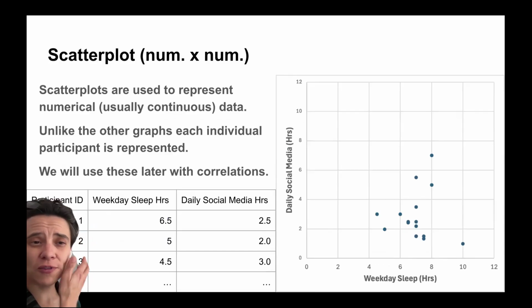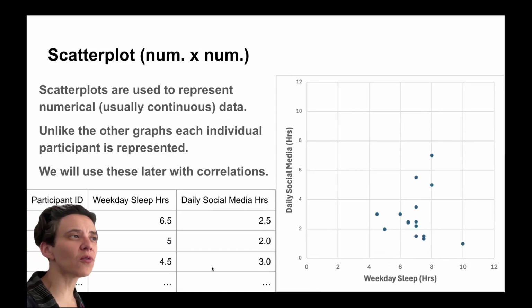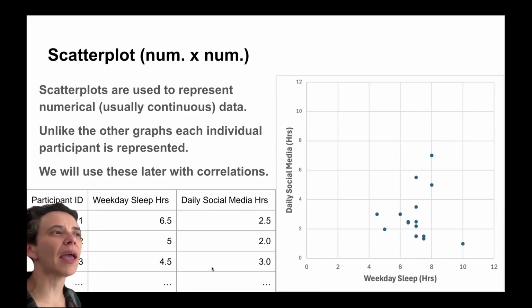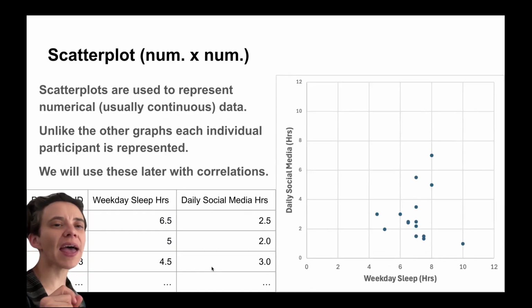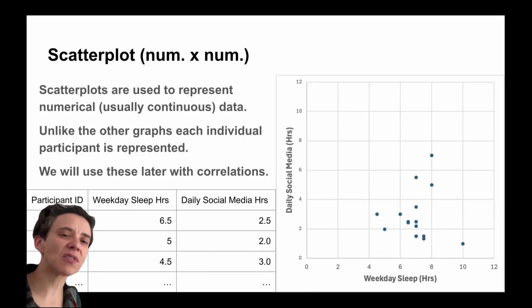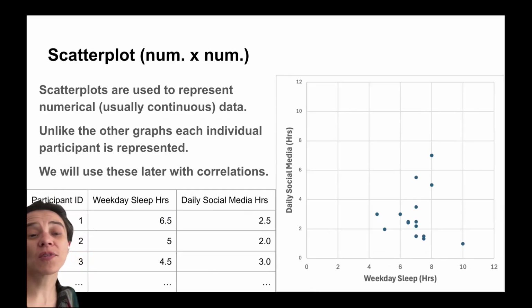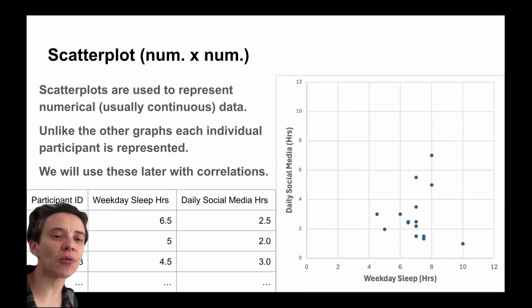Scatter plots, I mentioned, are those XY plots. These are used when you've got more than one variable that acts like a continuous numerical variable, or sometimes with larger ranges of ordinal variables. And unlike the other graphs, every individual person's data is shown here.